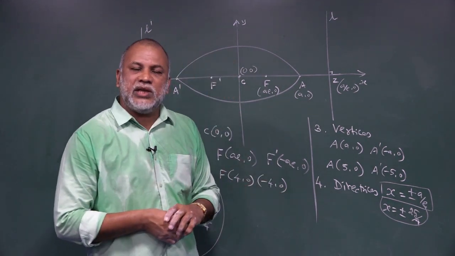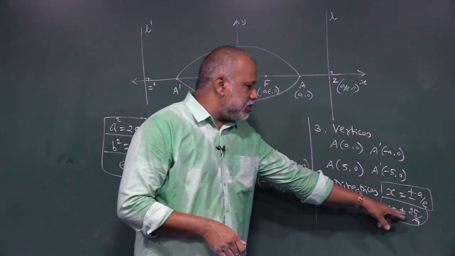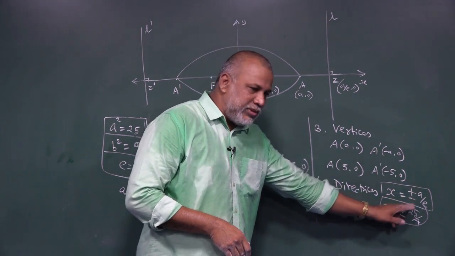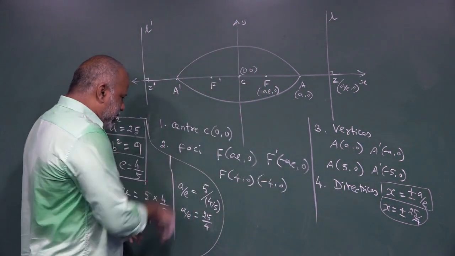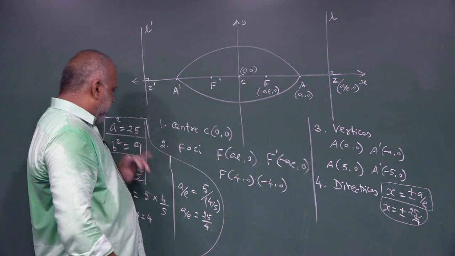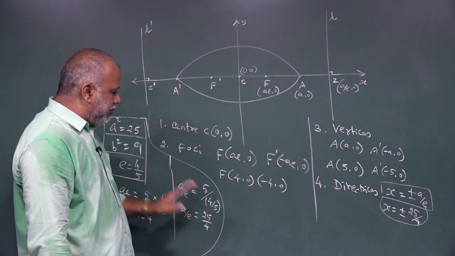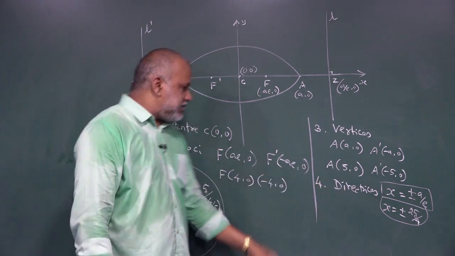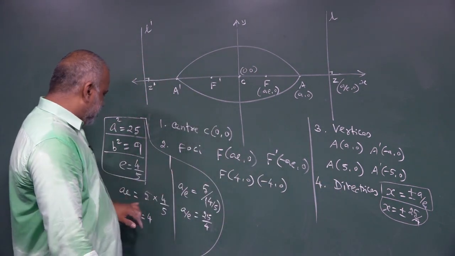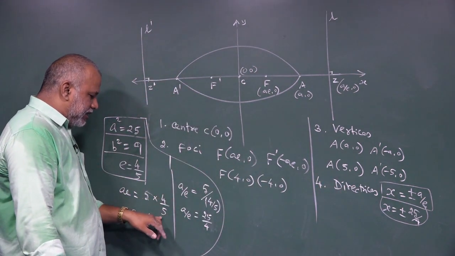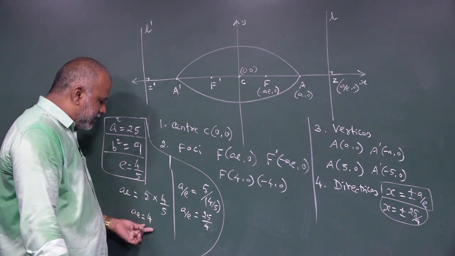This is the equation of the directrices: plus or minus 25 by 4. Write the formula and substitute your rough calculation. See here, we need A by E. A equal to 5, E equal to 4 by 5, just the reciprocal, 25 by 4. Just substitute the data. The same value AE we need to work out: A means 5, E means 4 by 5. Cancel this 5, we can get 4.